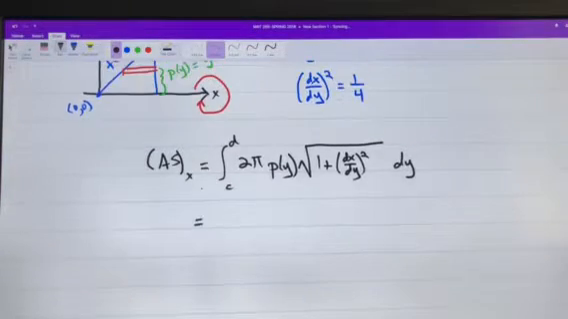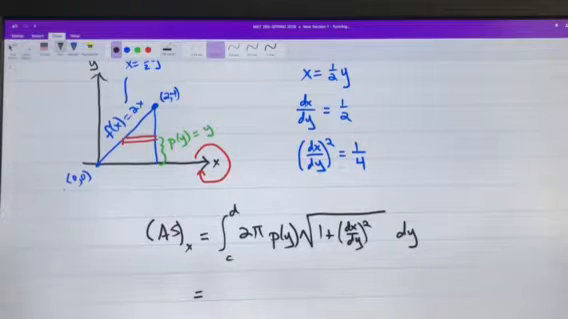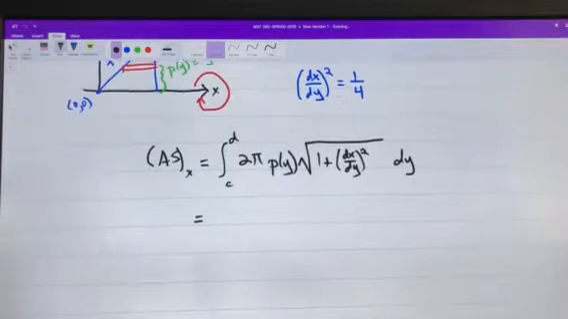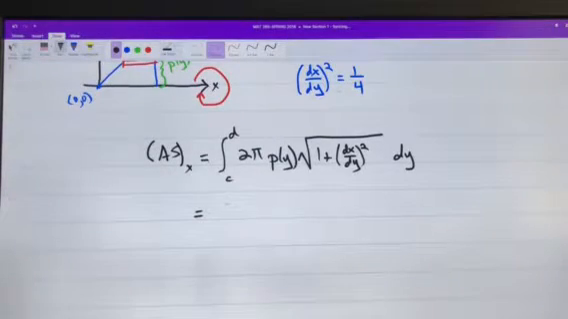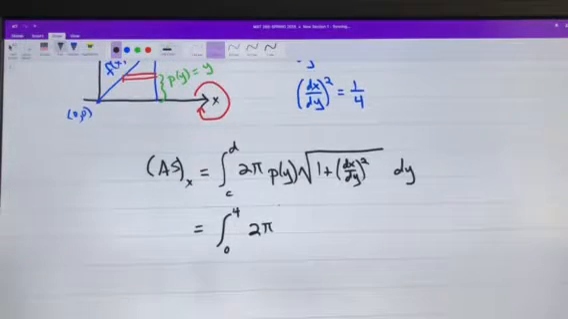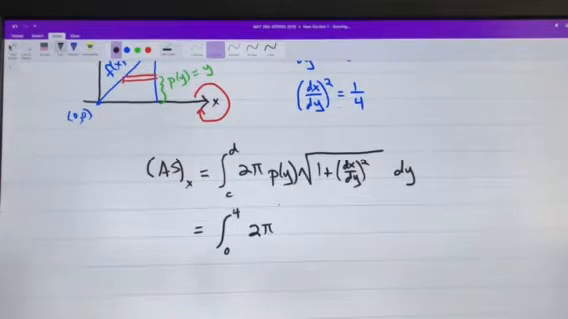Now, when I integrated with respect to x, I went from x equals 0 to x is equal to 2. But in this particular case, I'm going from y is equal to 0 to y is equal to 4, so I have different limits of integration. So I have going from y is equal to 0 to y is equal to 4, and I got 2 pi, and again, p of y is equal to y, times the square root of 1 plus 1/4.